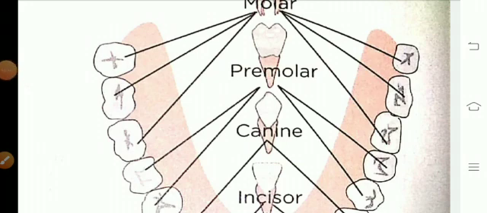An adult human being has a set of 32 teeth. The upper and lower jaws in the mouth have 16 teeth each. There are 4 incisors, 2 canines, 4 premolars, and 6 molars in each jaw.